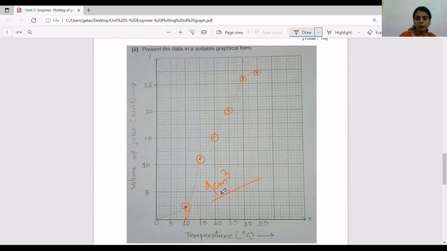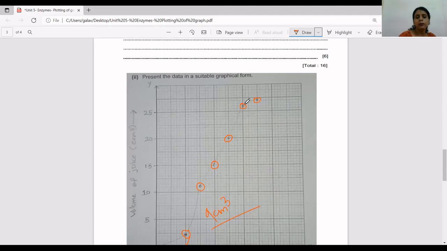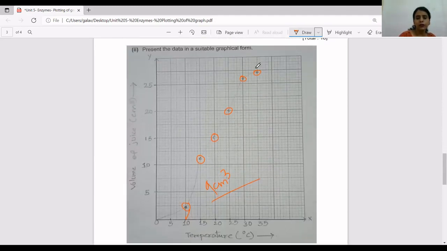Okay, so this was the maximum increase, and the least increase in the volume of juice produced was between temperature 30 and 35. Here it was only by 1 centimeter cube. Okay, so this is how you describe a particular graph.